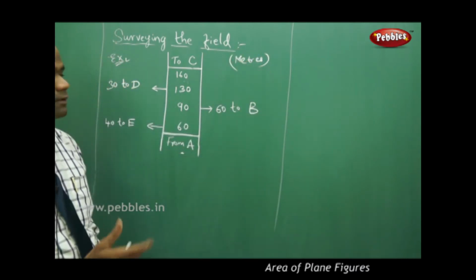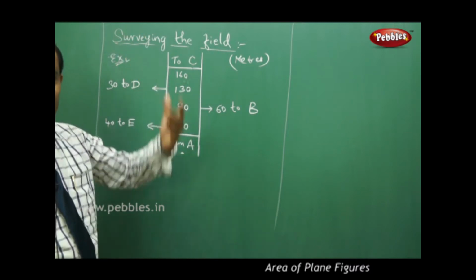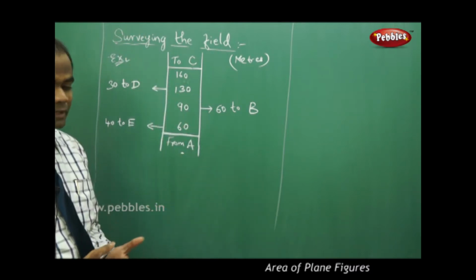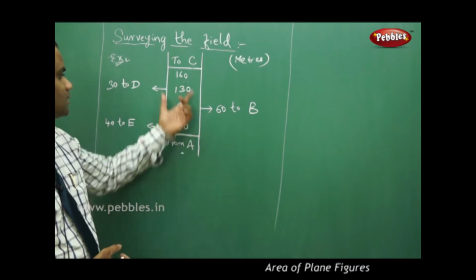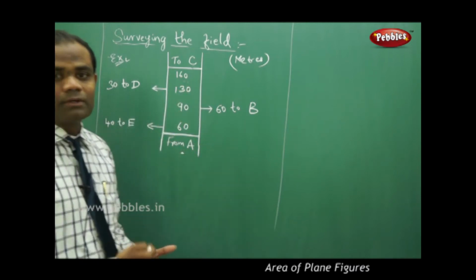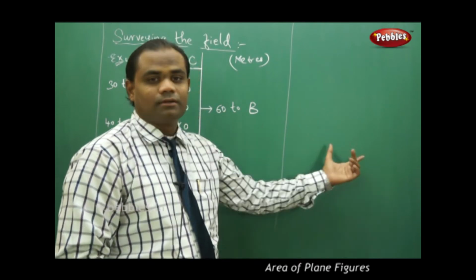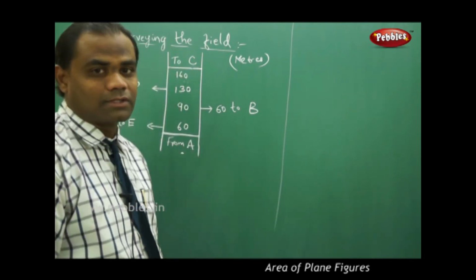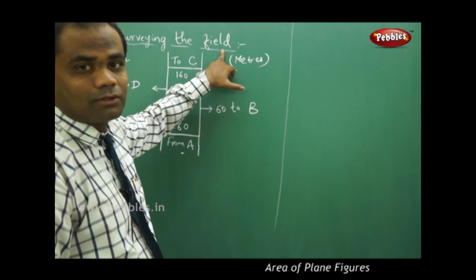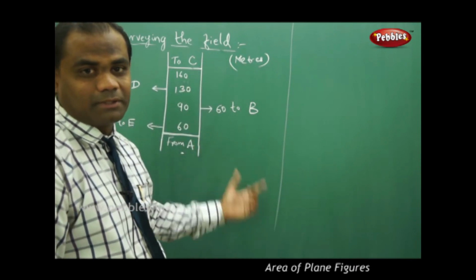Now, because it is very difficult to draw 160 meters of line on a sheet of paper, we randomly take a suitable length on that particular line. So let's see how we are going to draw the surveyor's field using the given measurements.